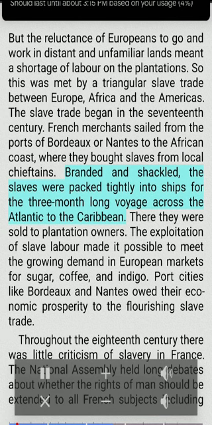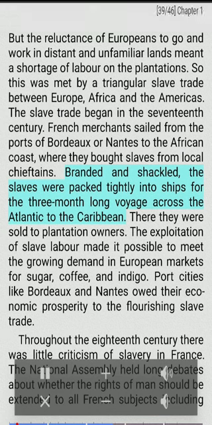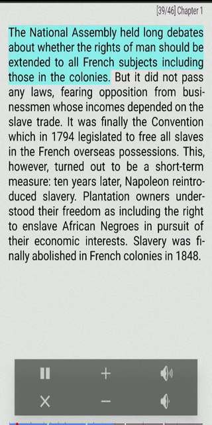French merchants sailed from the ports of Bordeaux or Nantes to the African coast, where they bought slaves from local chieftains. Branded and shackled, the slaves were packed tightly into ships for the 3-month-long voyage across the Atlantic to the Caribbean. There they were sold to plantation owners. The exploitation of slave labor made it possible to meet the growing demand in European markets for sugar, coffee, and indigo. Port cities like Bordeaux and Nantes owed their economic prosperity to the flourishing slave trade.